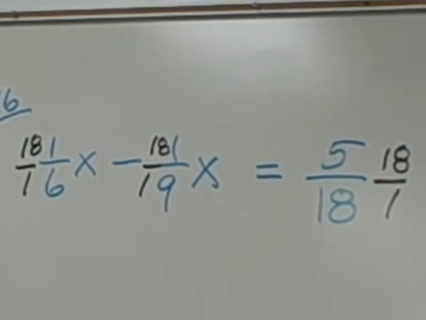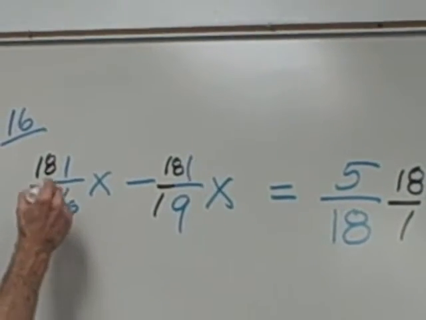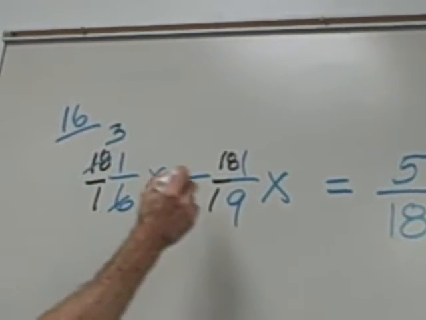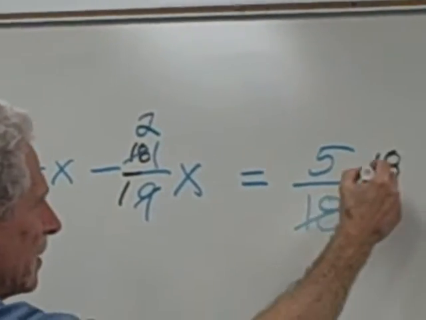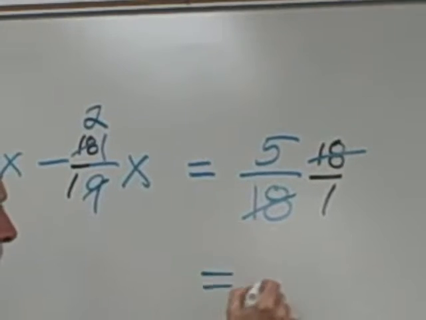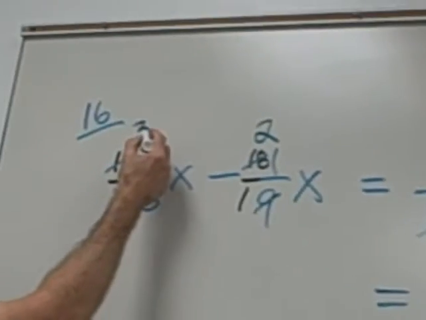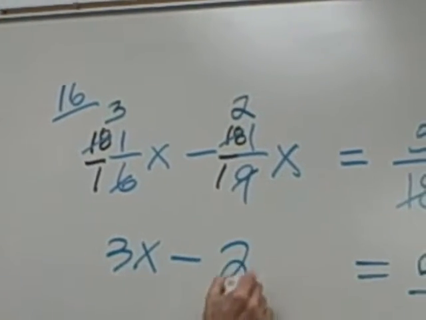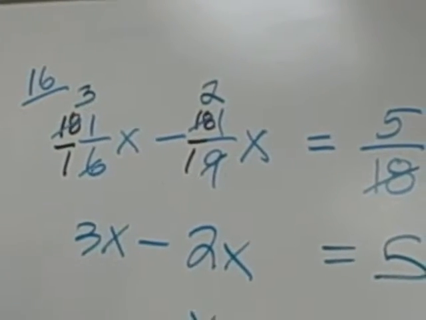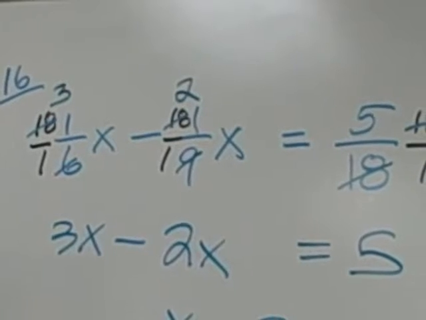It's an equation. What's 6 into 18? What's 9 into 18? 2. What's 18 into 18? 1. Right. 3x, yes? Yeah. What's this? 2x. What's 3x minus 2x? Right, the answer is 5.